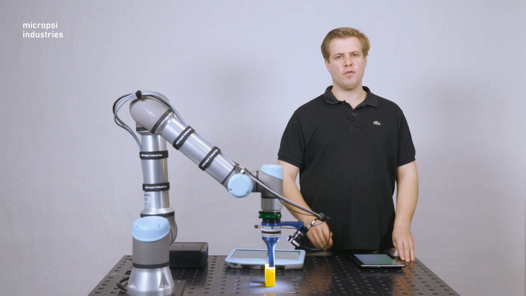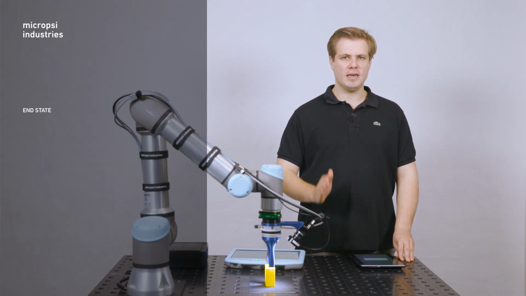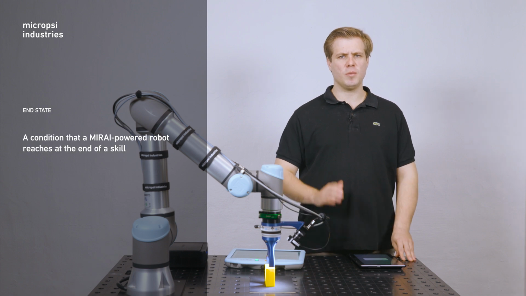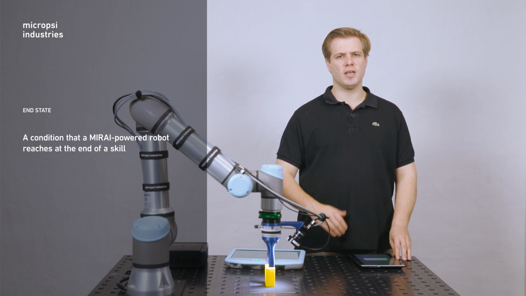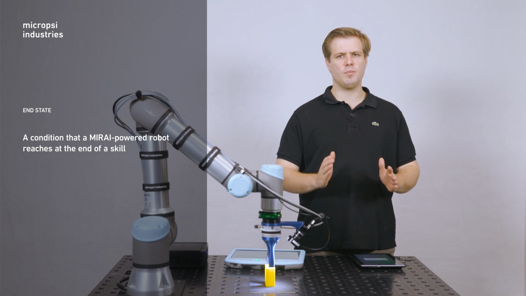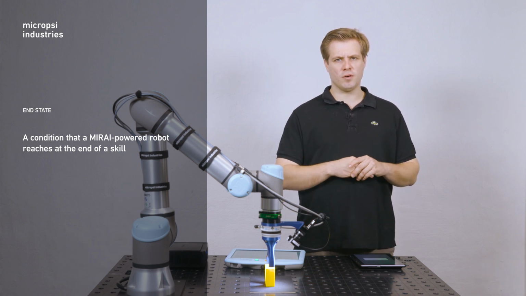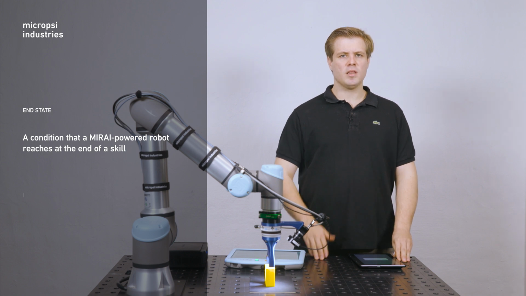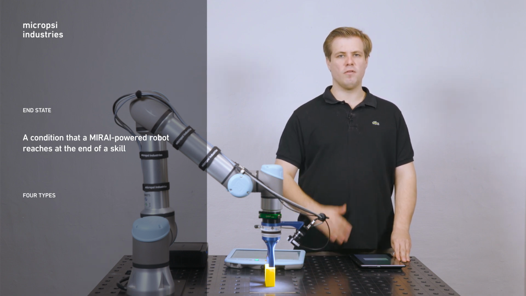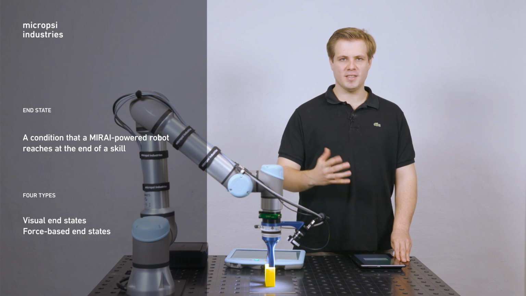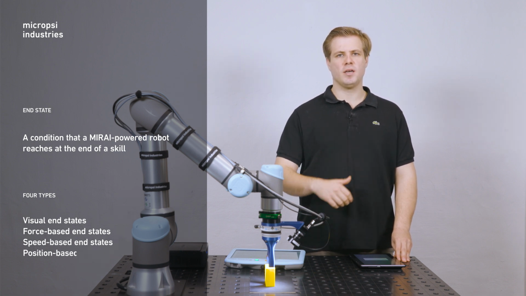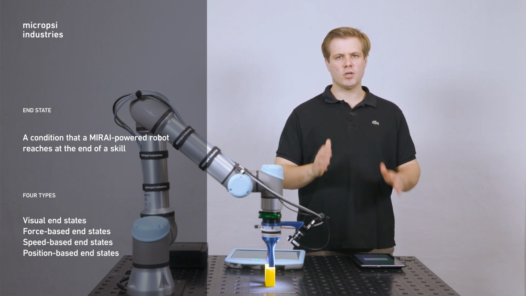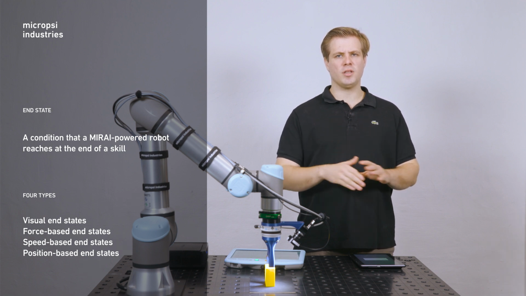To recap, for Mirai to know when a skill is done, you have to set an end state. An end state is a condition that a Mirai-powered robot reaches at the end of a skill. At that point, Mirai hands control of the robot back to the native controller. There are 4 types of end states: visual end states, force-based end states, speed-based end states, and position-based end states. Go with the one or the combination that gives you the most seamless handback.